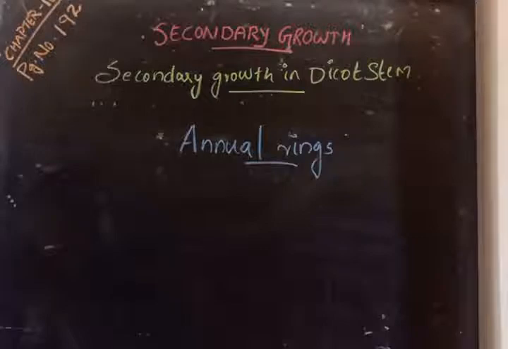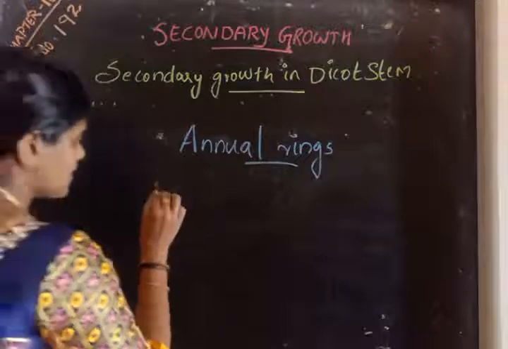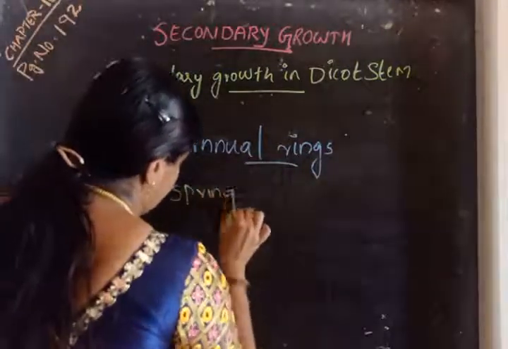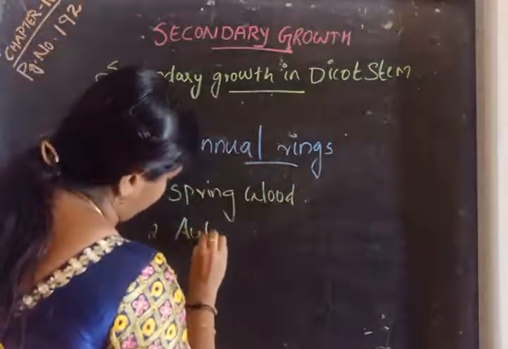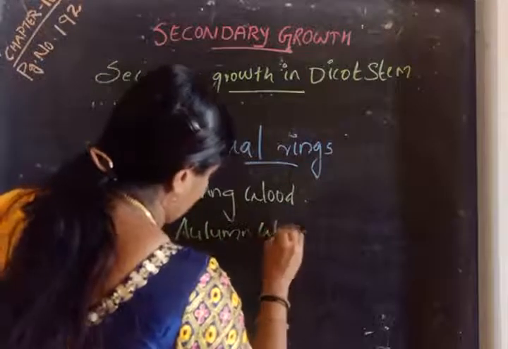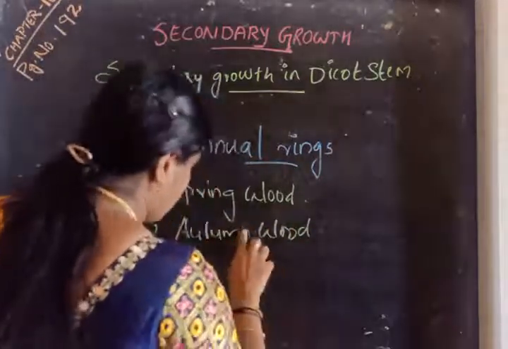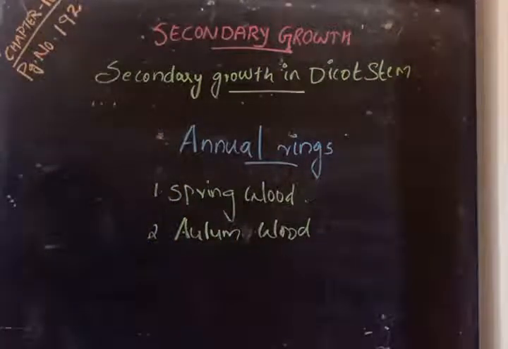In spring season, cambium is very active and produces a large number of xylem elements having vessels and tracheids with wide lumen. The wood formed in spring season is called spring wood. Whereas the wood that is formed during autumn season is called autumn wood. So, what is the difference between spring wood and autumn wood?